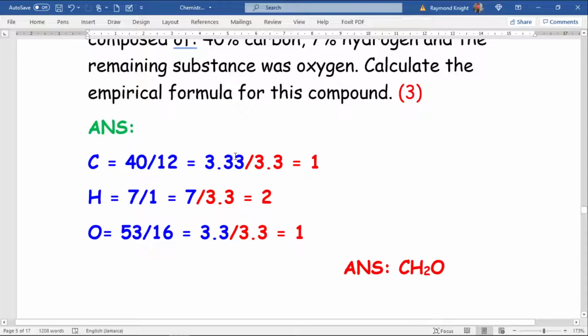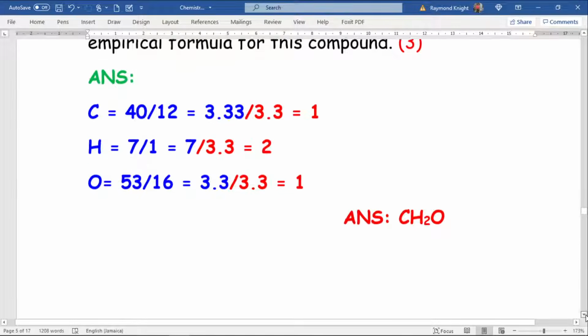What you do next is divide each of these numbers by the smallest number. Here the smallest number is 3.3. So 3.33 divided by 3.3 pretty much gives you 1. 7 divided by 3.3 pretty much gives you 2. And this gives you 1 as well. So the empirical formula is CH2O. So 1 carbon, 2 hydrogen, and 1 oxygen. So that's the empirical formula.